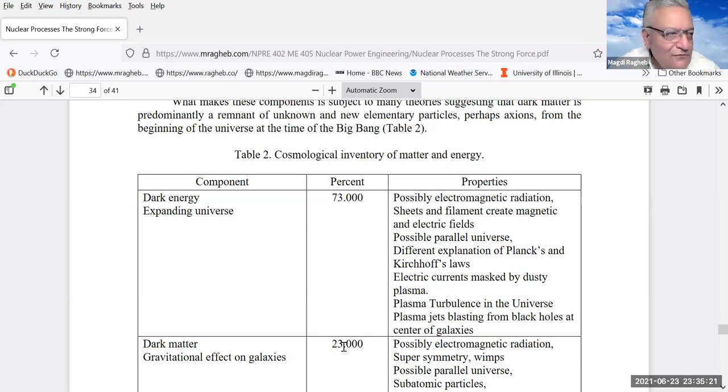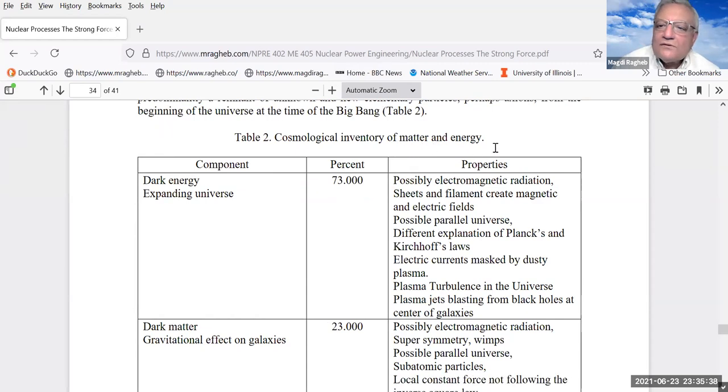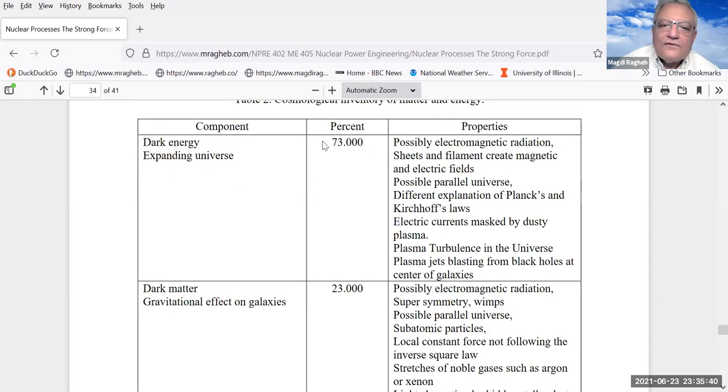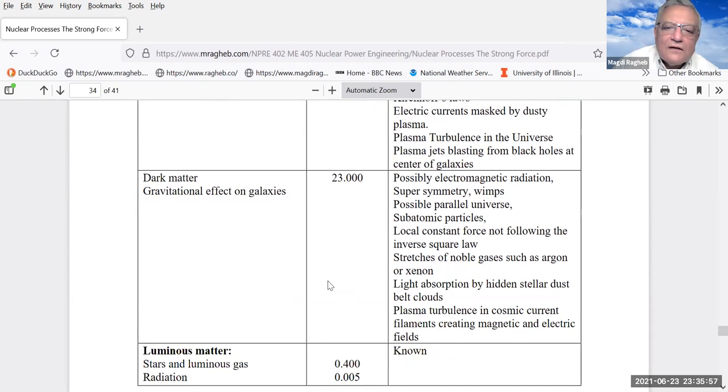Our knowledge about our universe is only the 4% that we can see. We can speculate here in our class that when people talk about dark energy, since energy and mass are interchangeable, maybe that missing mass is possibly electromagnetic radiation that didn't exceed the threshold of two electron masses, 1.02 million electron volts. And dark matter also is possibly electromagnetic radiation.